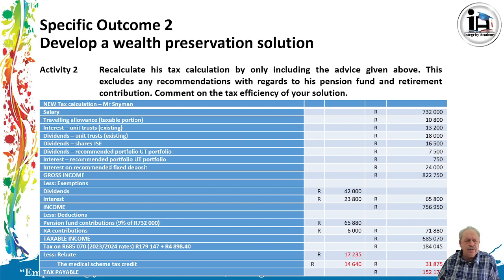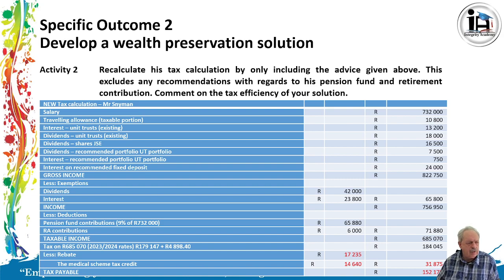So that now increases his gross income to 822,750. But you must remember that the exemptions have also now increased. So that's now 42,000 on dividends. And we've used the maximum deduction for his interest, which is 23,800. So the exemptions have increased to 65,800. That reduces gross income to 756,950 on the net income.